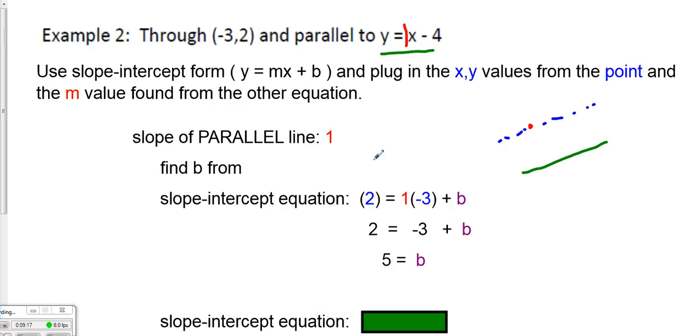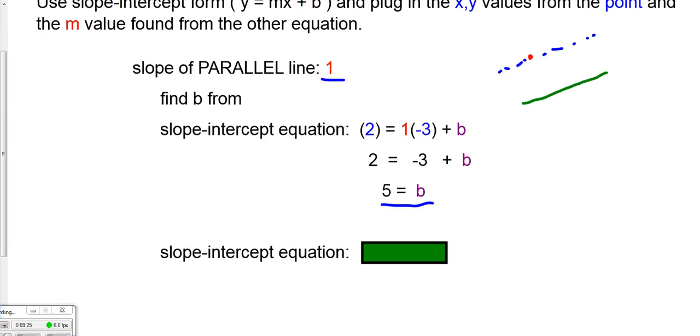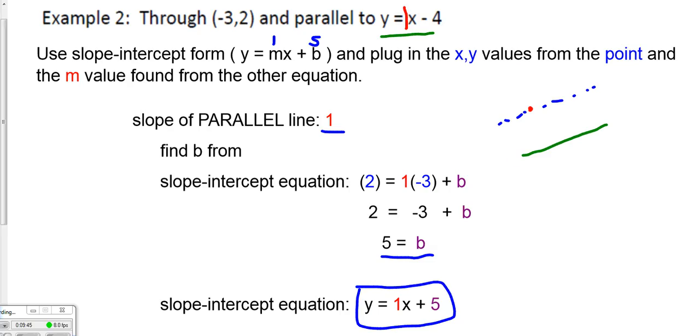We now know 5 is b. 1 is our m, so 1 here, 5 here, which means the slope-intercept form of this blue line, the parallel line that we're looking for, is going to be y equals 1x plus 5. Or you don't even really need the 1. It would just be y equals x plus 5. And that would be our slope-intercept form of a parallel line.